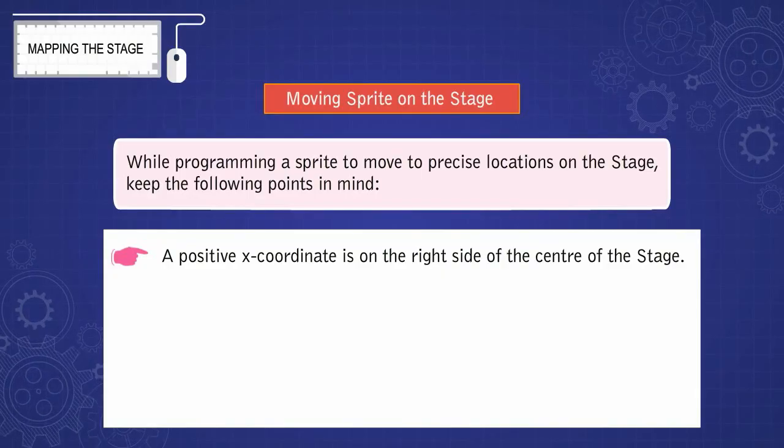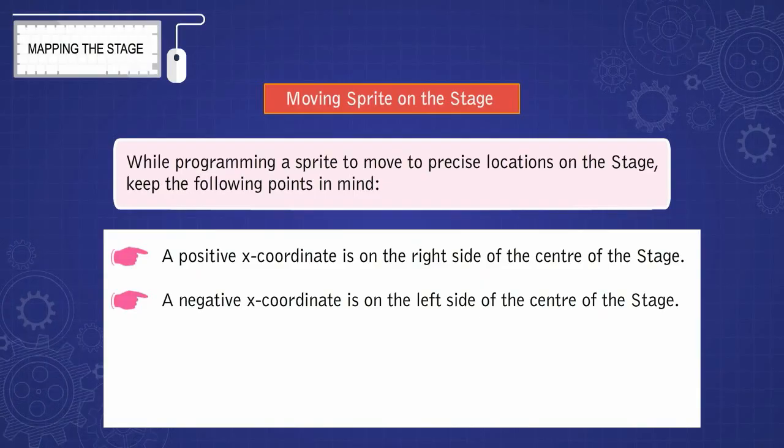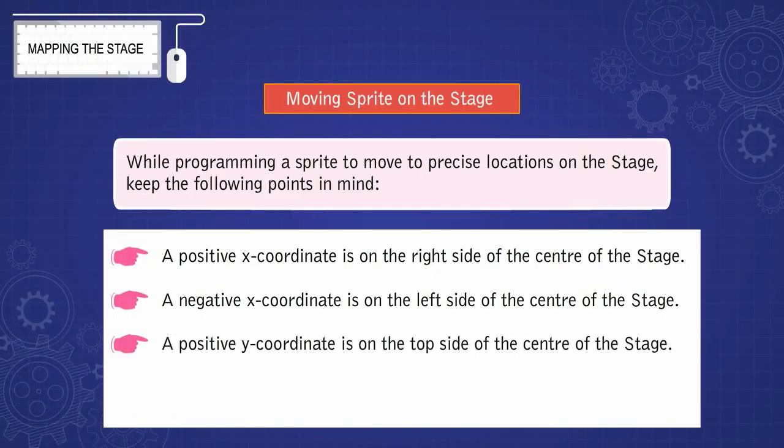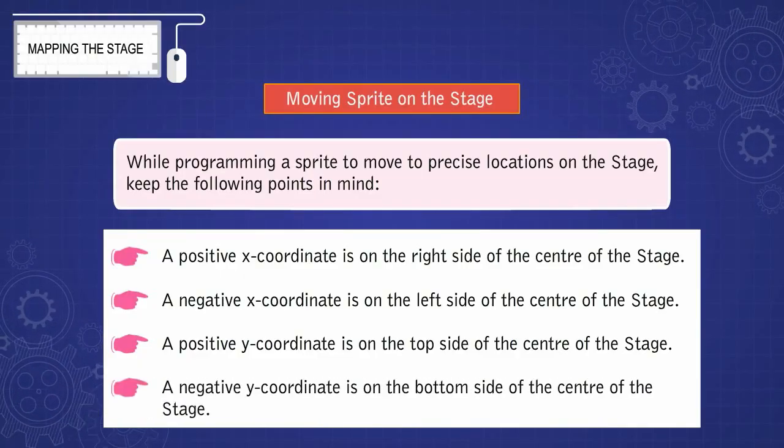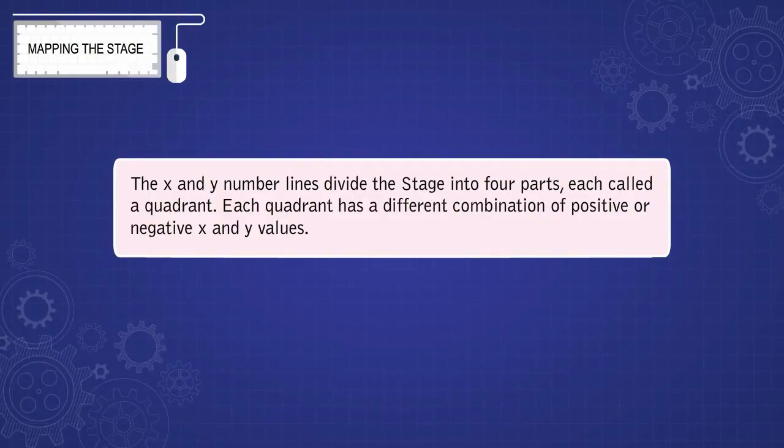A positive x-coordinate is on the right side of the center of the stage. A negative x-coordinate is on the left side of the center of the stage. A positive y-coordinate is on the top side of the center of the stage. A negative y-coordinate is on the bottom side of the center of the stage. The x and y number lines divide the stage into 4 parts, each called a quadrant. Each quadrant has a different combination of positive or negative x and y values.